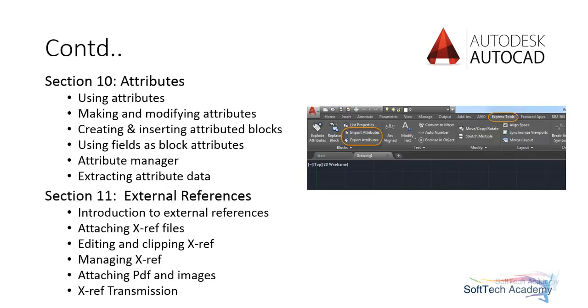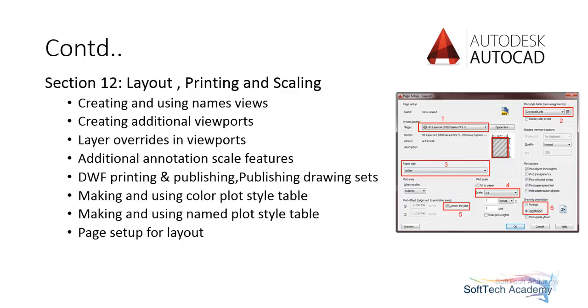Section 10 is another important section of Autodesk AutoCAD, which is attributes. We will change the attributes, we will use fields as block attributes, and we will see all the features of the attribute manager. Section 11 is external references. We will have different features with external references like attaching XREF files, XREF management, and transmission. Section 12 is layout, printing, and scaling.